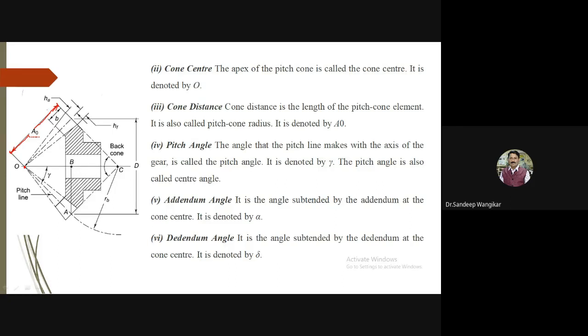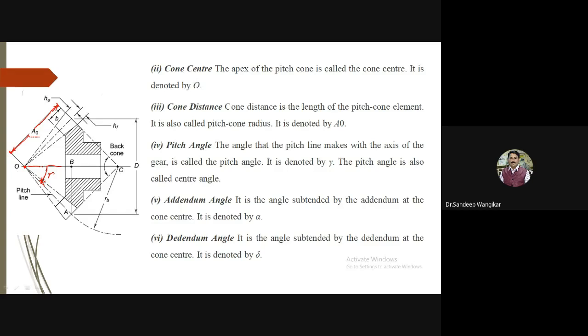Pitch angle. Already discussed, already given you the idea. This is the angle between the pitch line and the center line. So the angle that the pitch line makes with the axis of the gear. You can say here, this is the axis of the gear, and this is your pitch line. Whatever angle is made by this is denoted by gamma. So the angle that the pitch line makes with the axis of the gear is called the pitch angle, denoted by gamma. The pitch angle is also called the center angle.